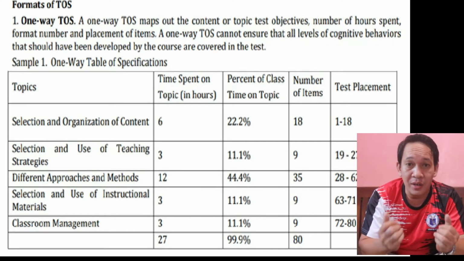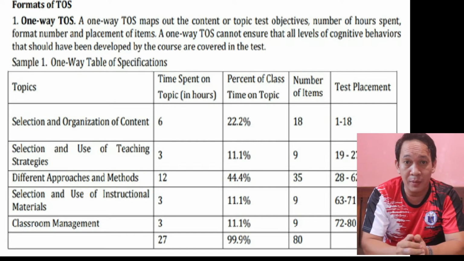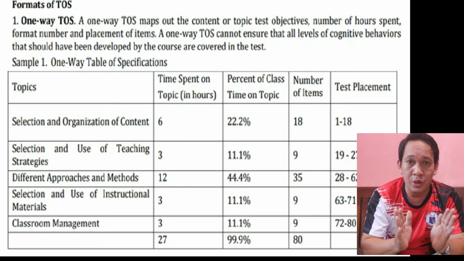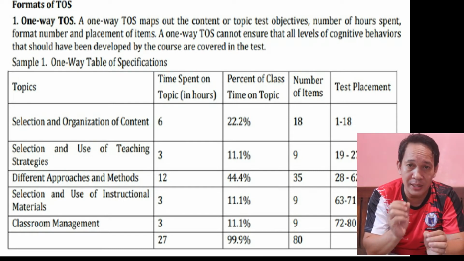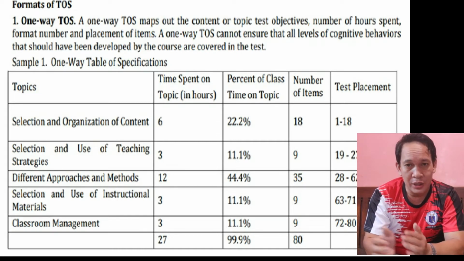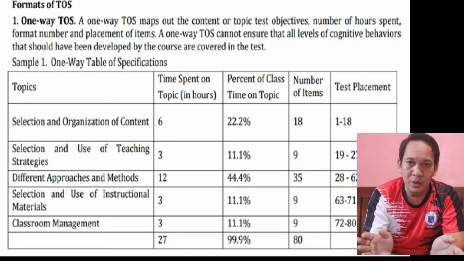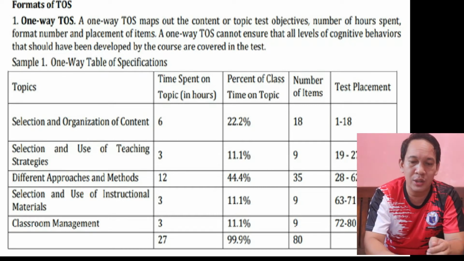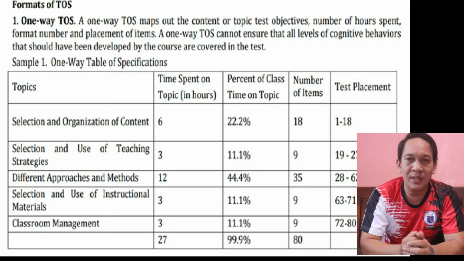Again, as I said earlier, we have to decide the number of items for your test questionnaire. So since you have already identified the percent of class time on topic, and you decided already that it is 80 items, what you are going to do next for the number of items is 80 times 22.2%, or 80 times 0.222. Then the result will be 17.6.